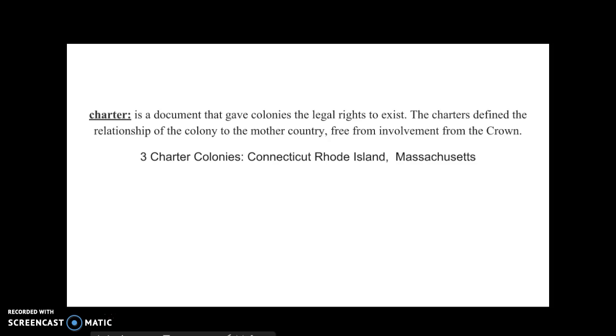the British colonies. So the first term that you have is charter. An extra piece of information that you could add to the definition of charter is that there were 3 charter colonies: Connecticut, Rhode Island, and Massachusetts. We will spend a lot of attention discussing why these charter colonies have such a big role in the lead up to the American Revolution.